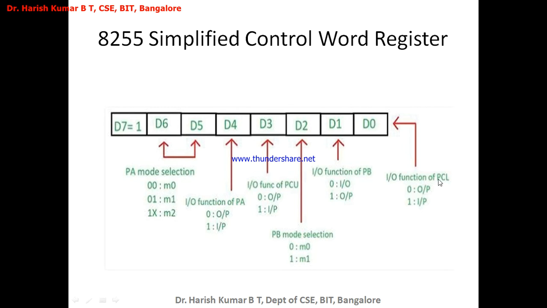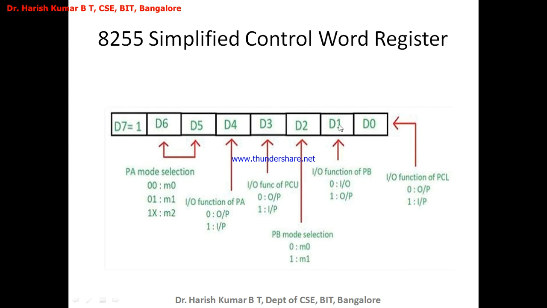If I want port C lower to act as output, then I have to make this particular bit as 0. And if I want port C lower to act as input, then I have to make this bit as 1. That means this bit is reserved for port C lower in order to make it either input or output. How do you make port C lower as input? By making it 1. How do you make port C lower as output? By making this particular bit 0. And similarly, the next bit D1 is the IO function for port B. This says whether you're using port B as input port or as output port.